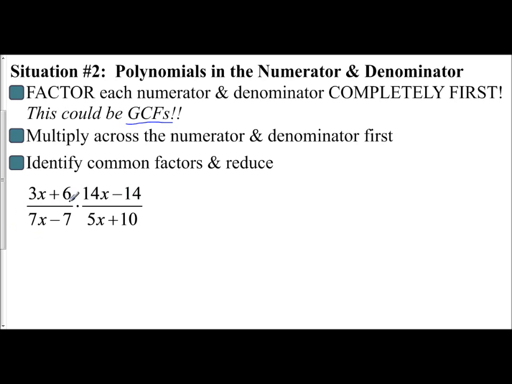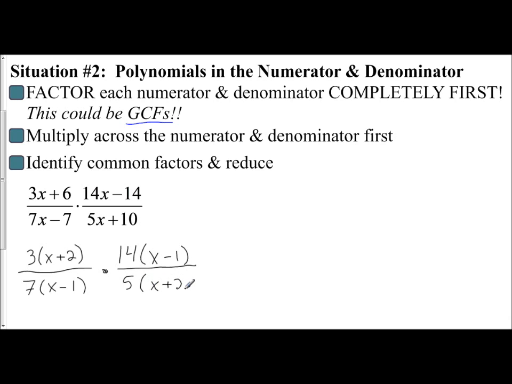So 3x plus 6, that has a GCF of 3. So I'm left with 3 times x plus 2. Now I'm going to go down to the denominator, 7x minus 7. There's a GCF of 7. You factor it out, you're left with x minus 1. Go up to the other numerator, 14x minus 14. They have a GCF of 14. You're left with x minus 1. You have 5x plus 10. It has a GCF of 5. You're left with x plus 2.